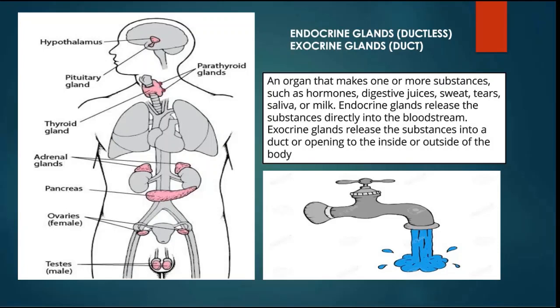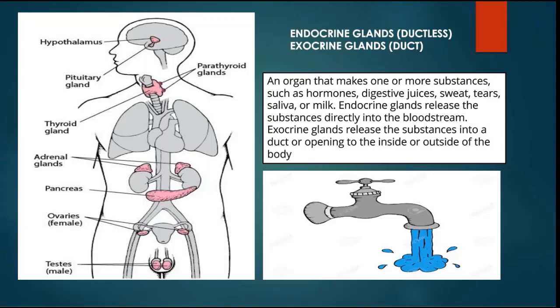Another thing they might ask you: glands that release their substances directly into the bloodstream. Those are endocrine glands. They are ductless. They'll ask you again to name the glands that release their substances into a duct or opening to the inside or outside of the body. Those are exocrine glands. You'll find this question in your question paper, but in this chapter we are focusing on what we call endocrine glands, because all these glands have hormones that they secrete.